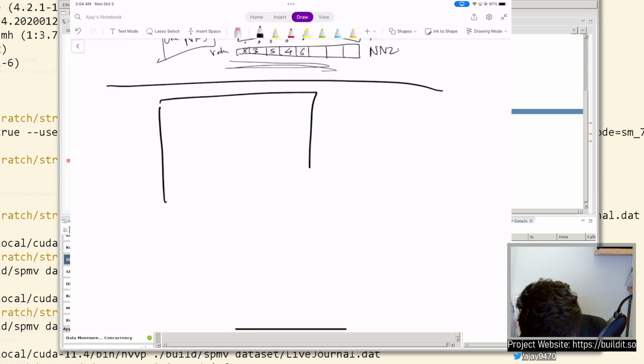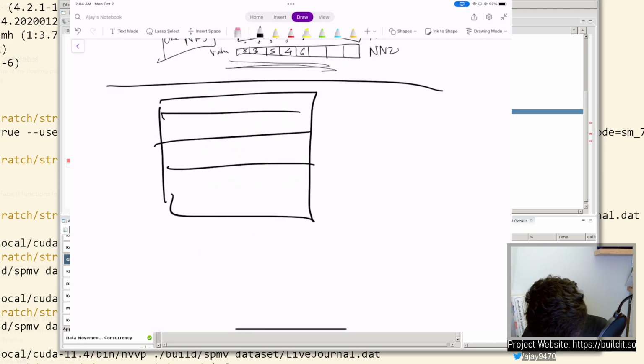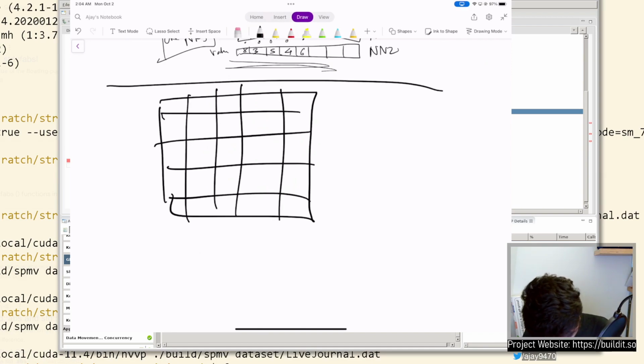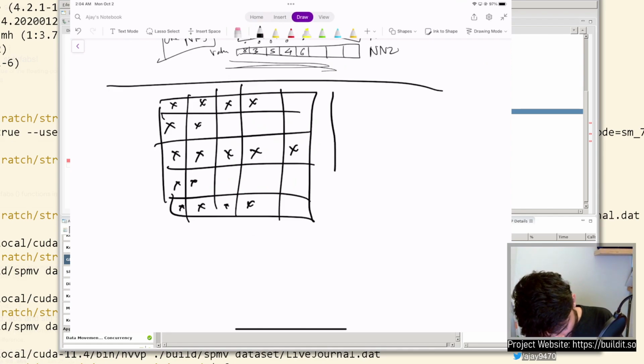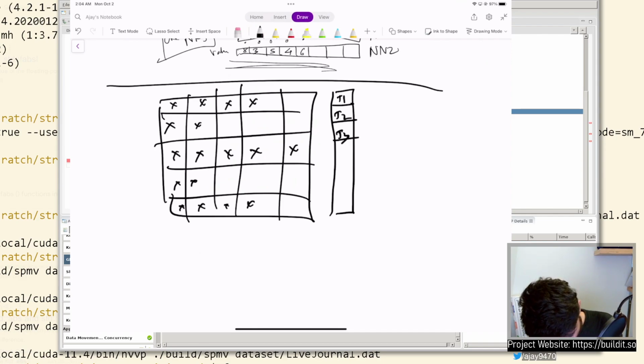We have a matrix which has a bunch of rows. Each row has a bunch of non-zeros. I'm going to show them like this just to say how many non-zeros it has. But remember, they are scattered all across the row. So what we have done now is we have assigned, and I'm going to draw a warp like this, T1, T2, T3, T4, and T5. These are like the 5 threads in a warp handling different rows of the matrix.